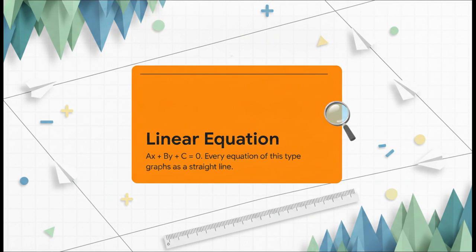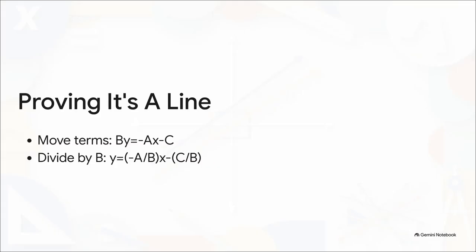This is the general linear equation format, ax plus by plus c equals 0. It's a first-degree equation where a, b, and c are just numbers. The absolutely crucial takeaway here is that no matter how messy or complicated the numbers might look when you first see them, every single equation written in this format is mathematically guaranteed to give you a perfectly straight line on your map. And here is the real aha moment.